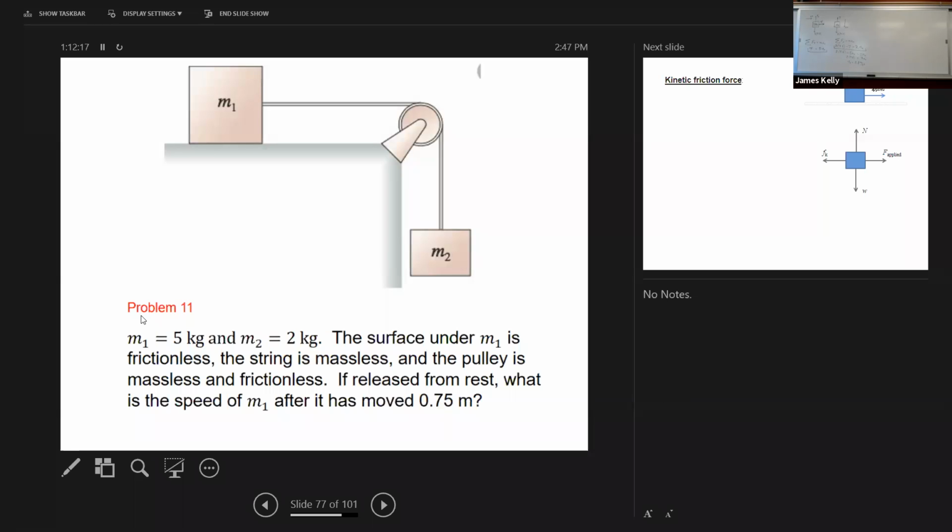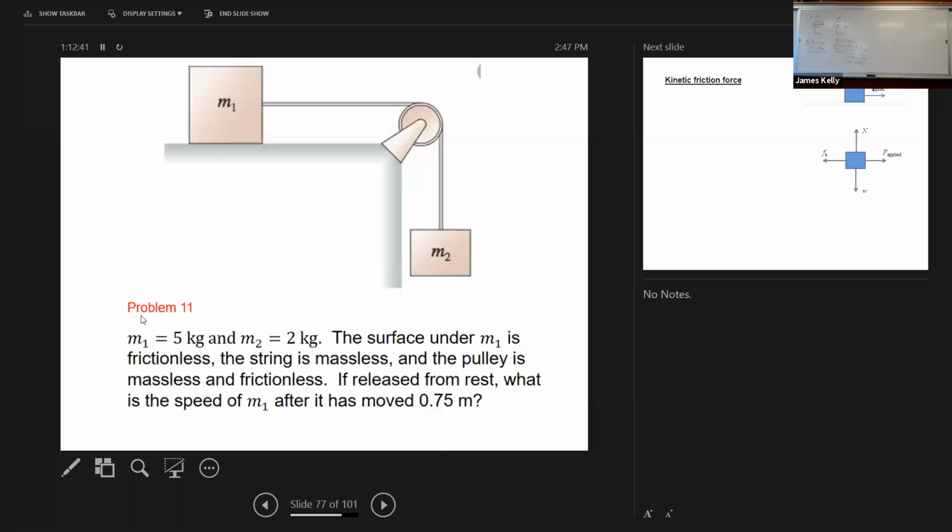All right. And now we're in a position to quickly do a kinematics problem. Any questions about the acceleration? What is the speed of M1 after it has moved 0.75 meters? I'm making the assumption that it actually has enough room to move 0.75 meters before it runs into something, but let's assume that it does.